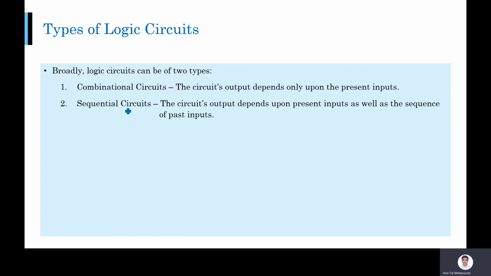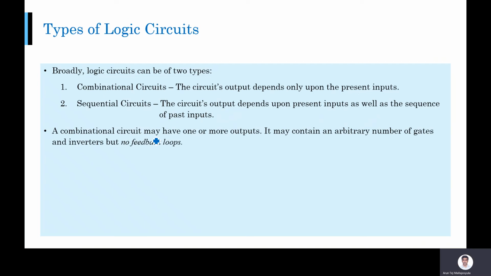The other type of circuits are sequential circuits, where the output depends not only on the present input, but also on the sequence of the past input. So there is some kind of feedback present in these sequential circuits.